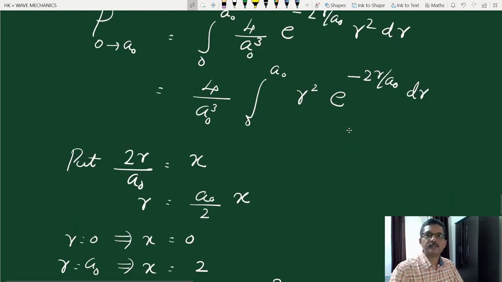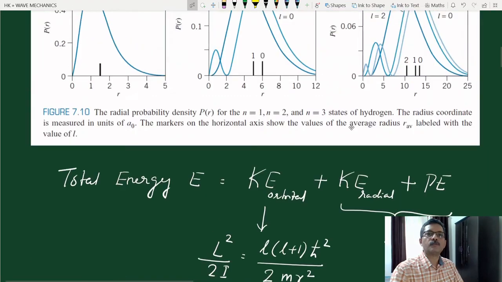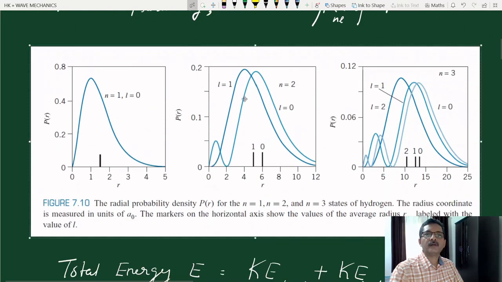Okay, again you can see this result from the plots of radial probability. See here, for 2s state you can see that there is a peak here. Okay, so there is some significant area under this curve. So between 0 and A0 there is some probability, some 3% probability, right? Whereas for 2p state, the area between 0 and A0 will be very less. Okay, it's only very small, some 10 times less.